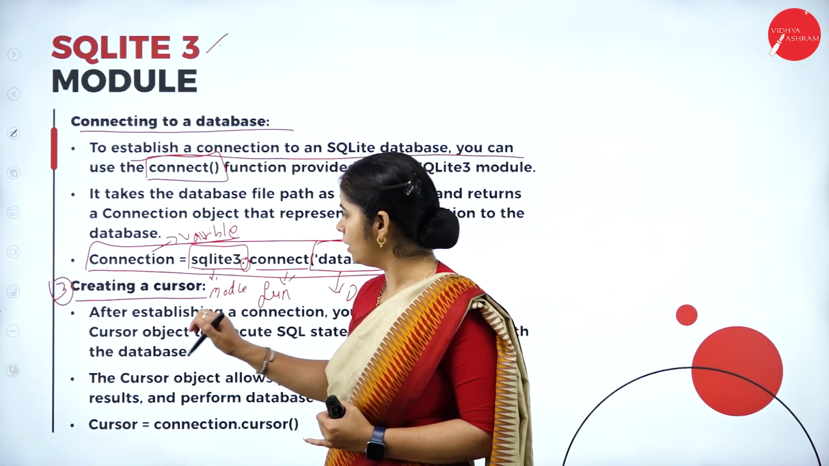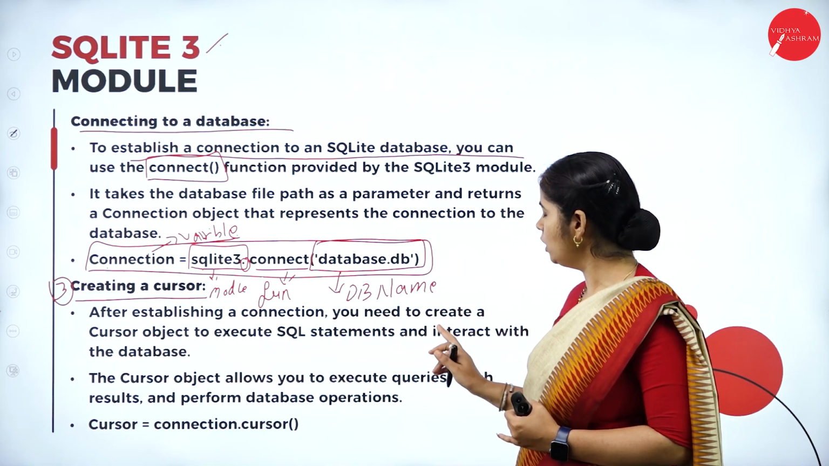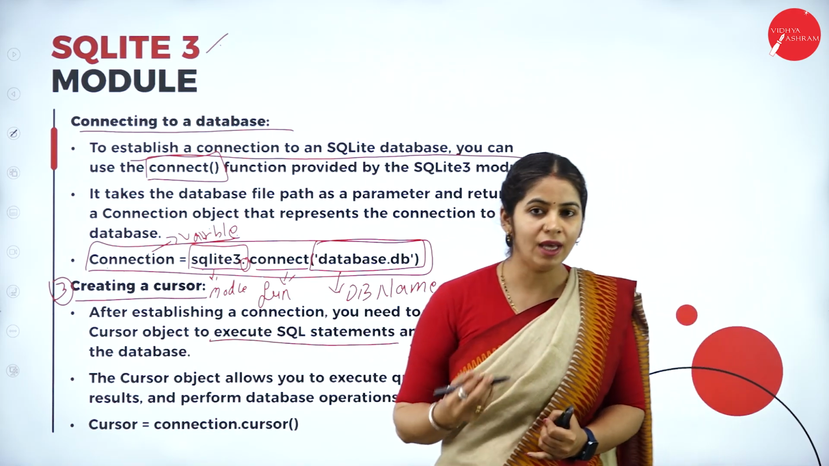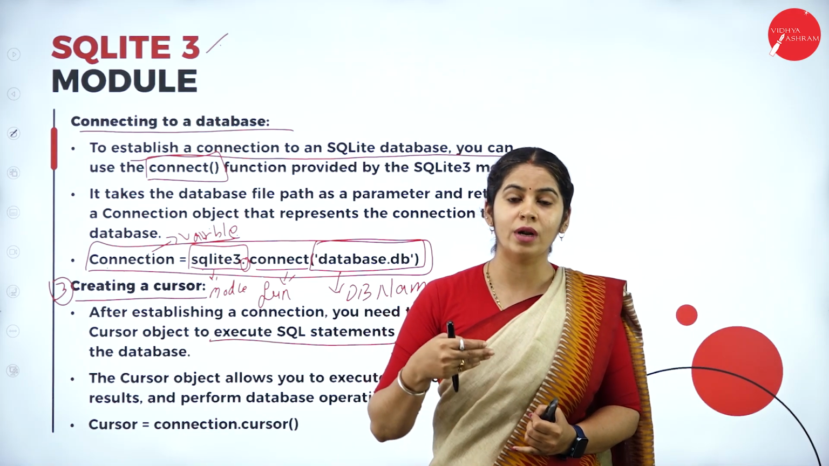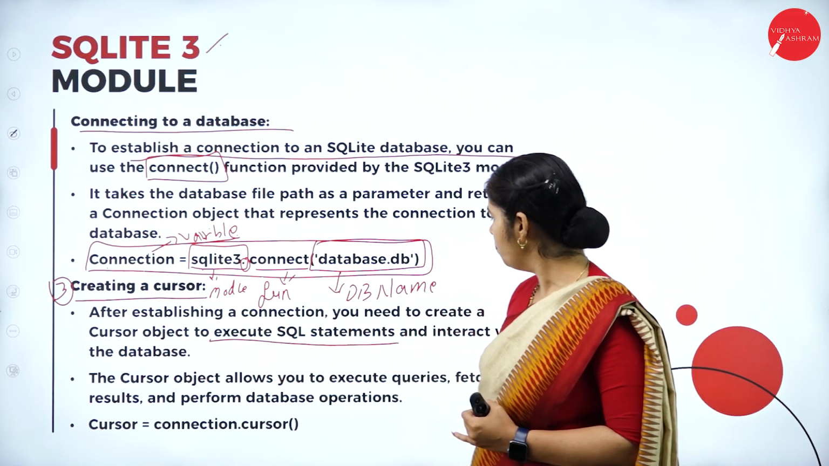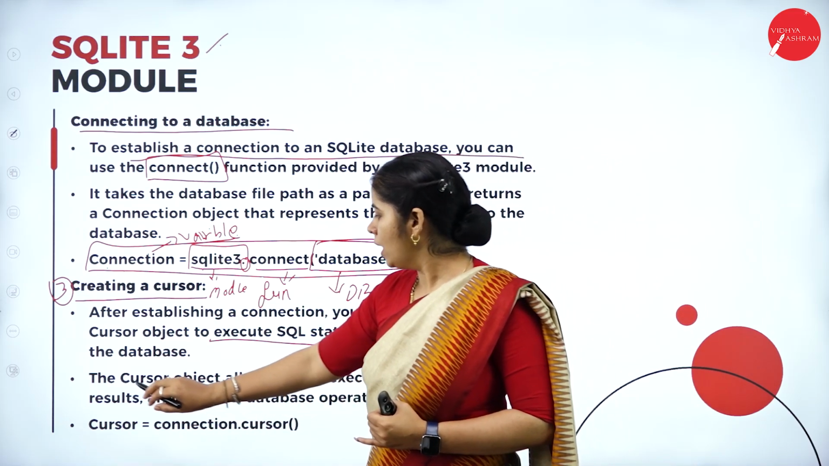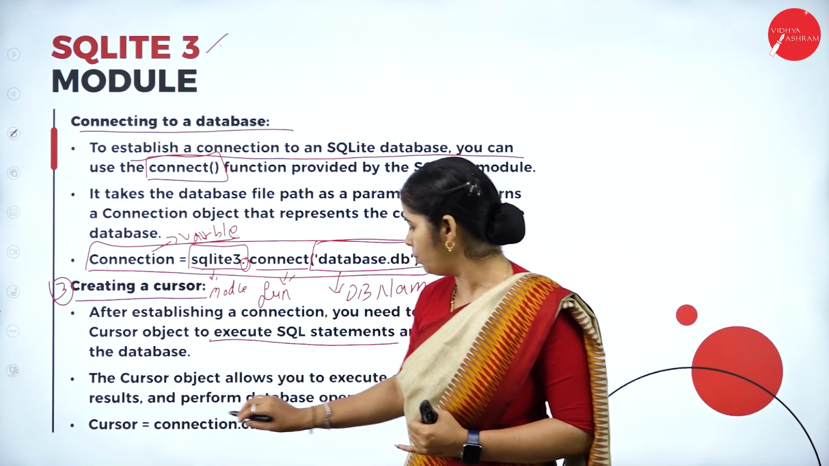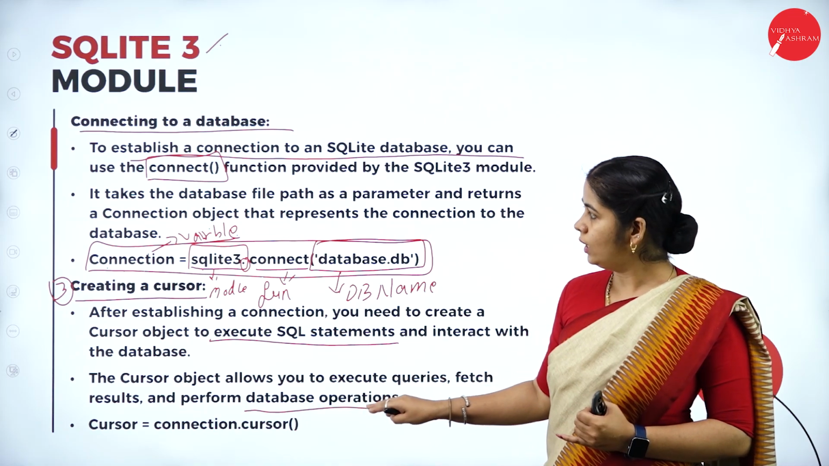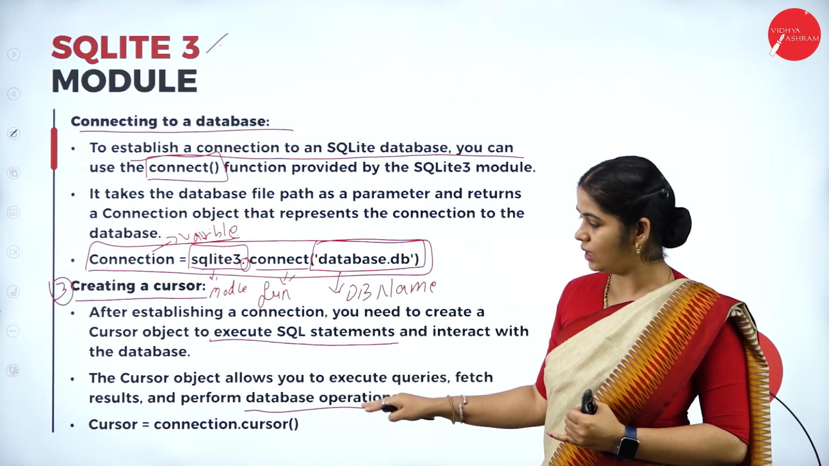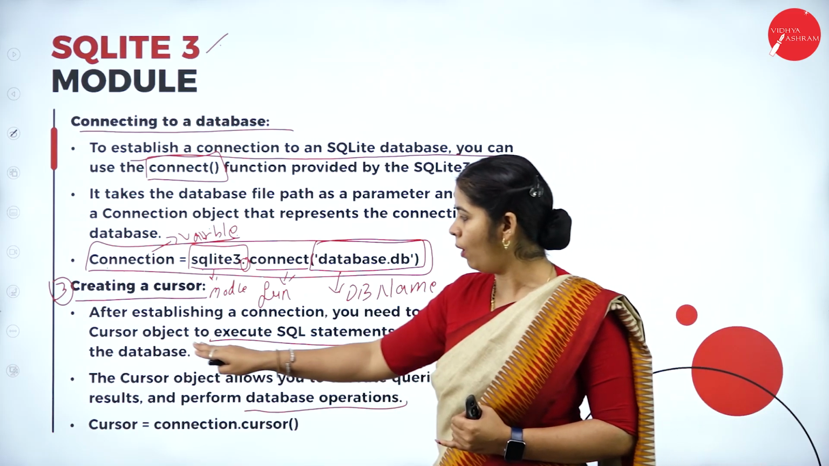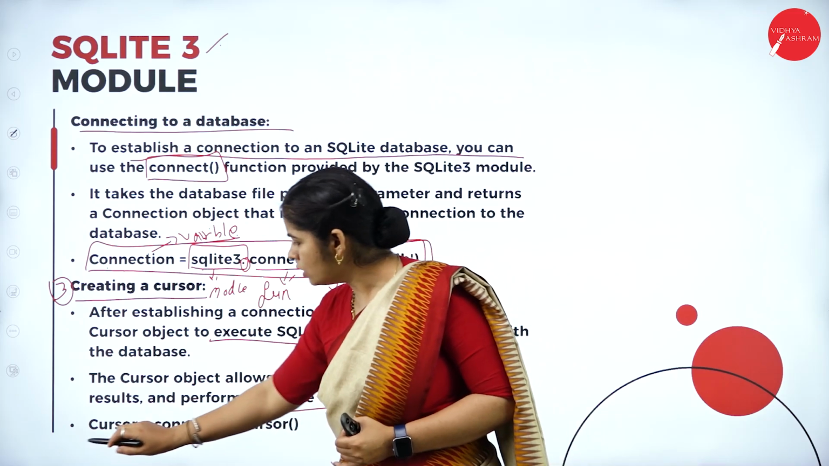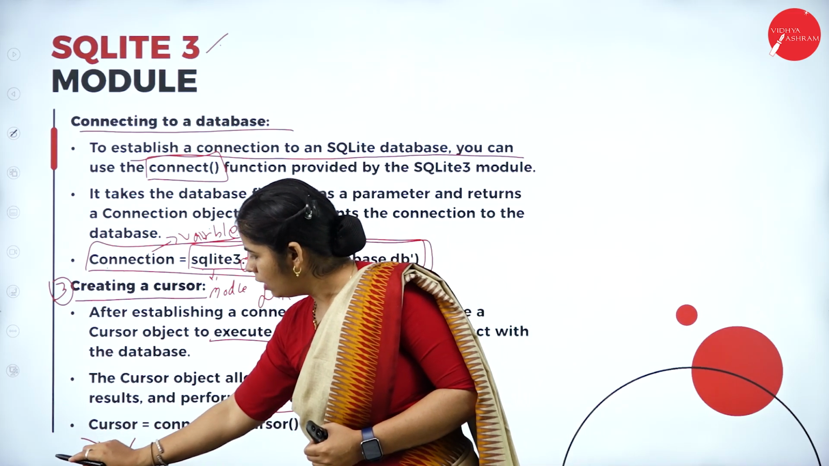After establishing the connection, you need to create the cursor object to execute the SQL statement. Why are we creating the cursor? To write and execute the SQL statement, we need to create the cursor and interact with the database. The cursor object allows you to execute the queries, fetch the results and perform the database operations. All the database operations mentioned previously can be executed with the help of the cursor object. Okay, how to create the cursor object? Here also this is a variable.